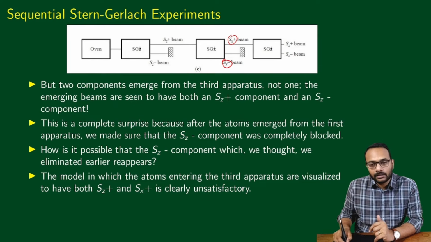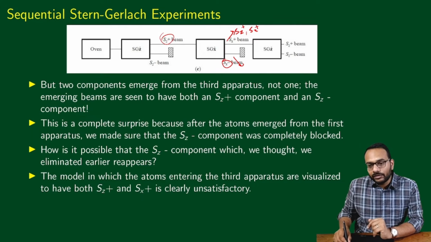Now again, as in the previous case, we'll get an Sx plus beam and an Sx minus beam. Now what was our guess? Our guess was that this beam is characterized by atoms with both Sz plus, because we have filtered Sz minus away, and Sx plus, and this beam corresponds to both Sz plus and Sx minus. This is what we guessed. Now let's block this beam again, let's block these atoms again.